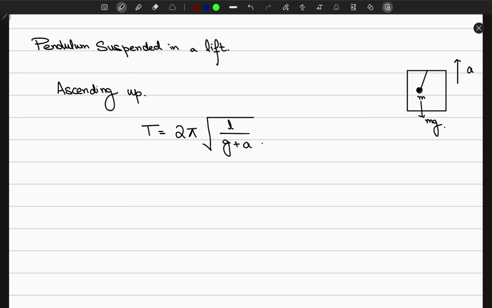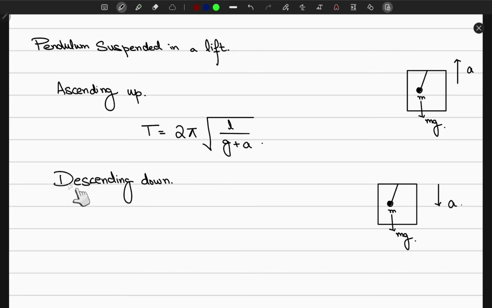Now the other case could be the descending down case. So you have a pendulum suspended in this lift, and this lift is moving down with some acceleration a. In that case, the time period is given as 2 pi square root of L over g minus a.